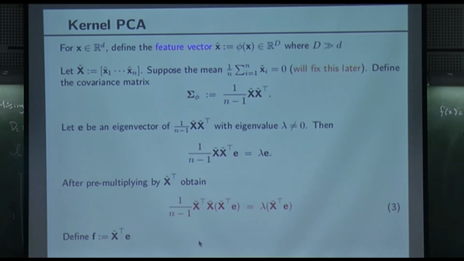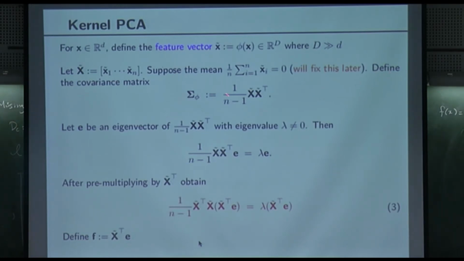We are going in the same direction as we had gone when we were doing support vector machines. So I define a feature vector phi x, which is in R capital D, where capital D is much larger than small d. Suppose x tilde is the lifted values, x tilde 1 through x tilde n. Suppose for the moment the mean is equal to 0. We'll fix this later in just a slide.